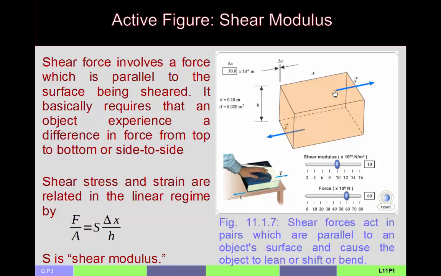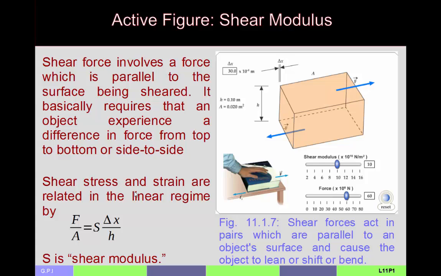You have one force acting on the top of the object, one acting on the bottom, and they're pulling in opposite directions. So this is equivalent to, for example, this guy's hand pushing on the book, pushing to the right, and then the friction from the table pushing to the left on the bottom of the book. And so what this basically does is it causes the object to tilt or twist or lean or bend, anything like that. You could think of shearing as being sliding of two surfaces across each other within the same object.